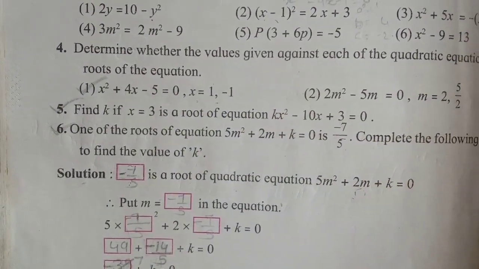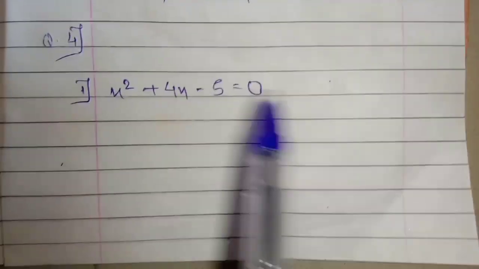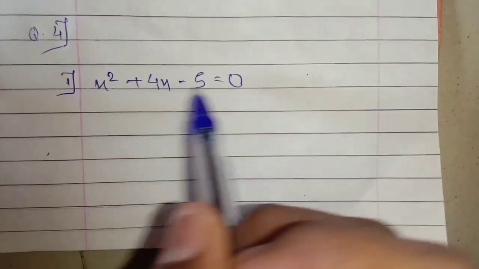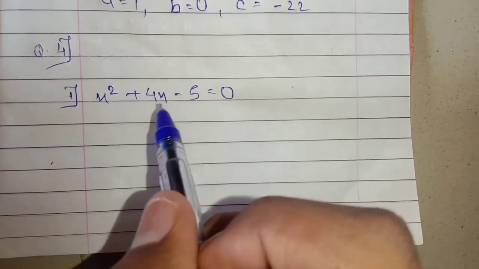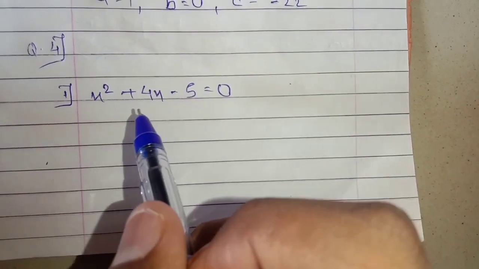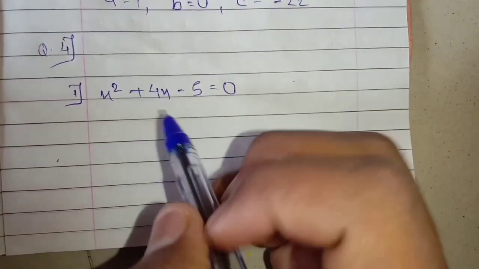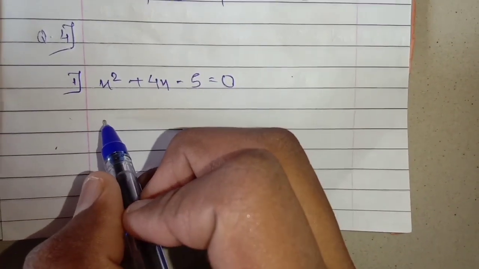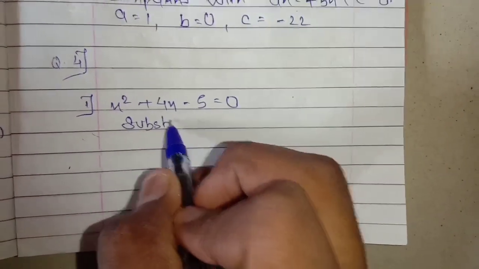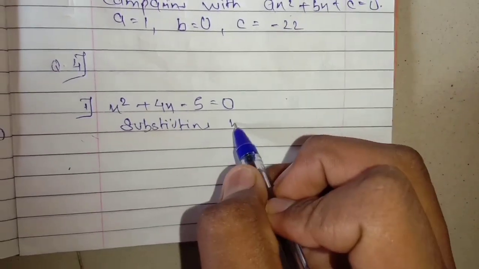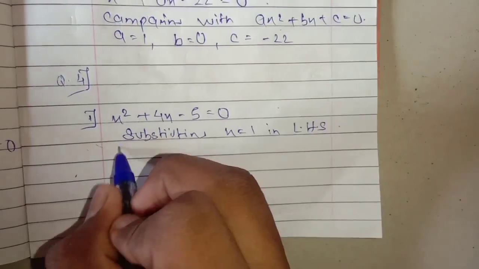So let's solve it. Our first question is x square plus 4x minus 5 is equal to 0, in which this is the left hand side, that is LHS, and this is RHS. When LHS is equal to RHS we can say that the given values are the roots of the equation. So first of all we will put the x value as 1. So substituting x is equal to 1 in LHS.